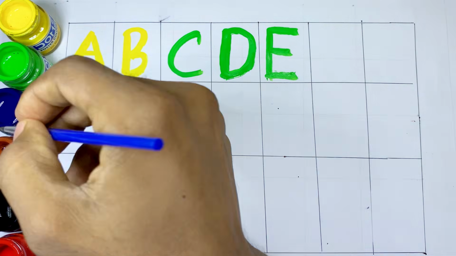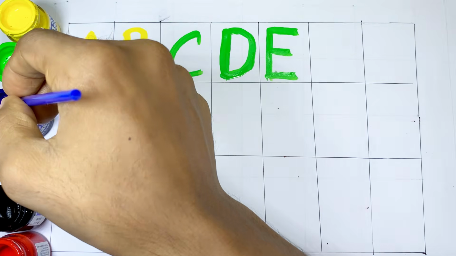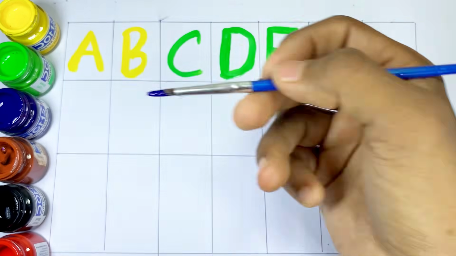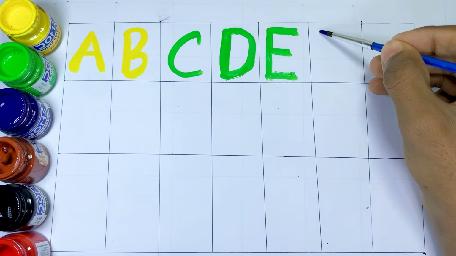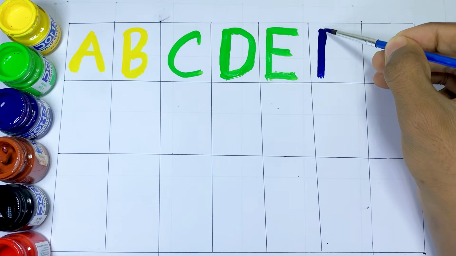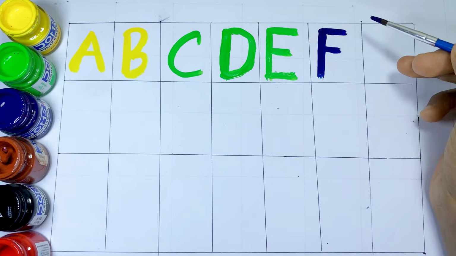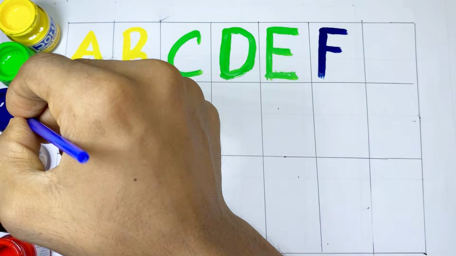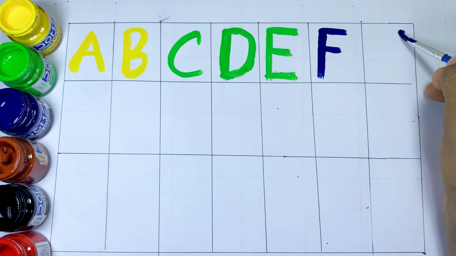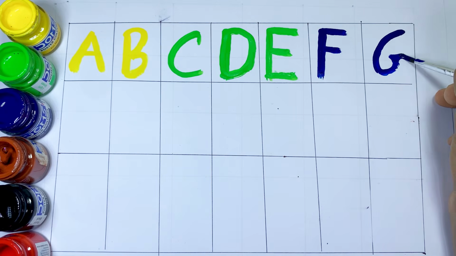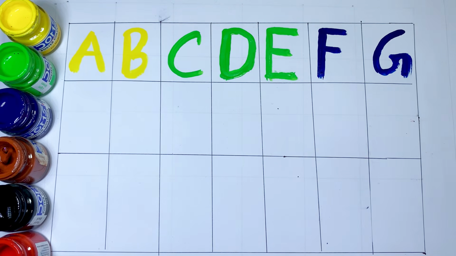So now you draw F and use blue color. F for fish, F for fan. G for goat, G for grapes.